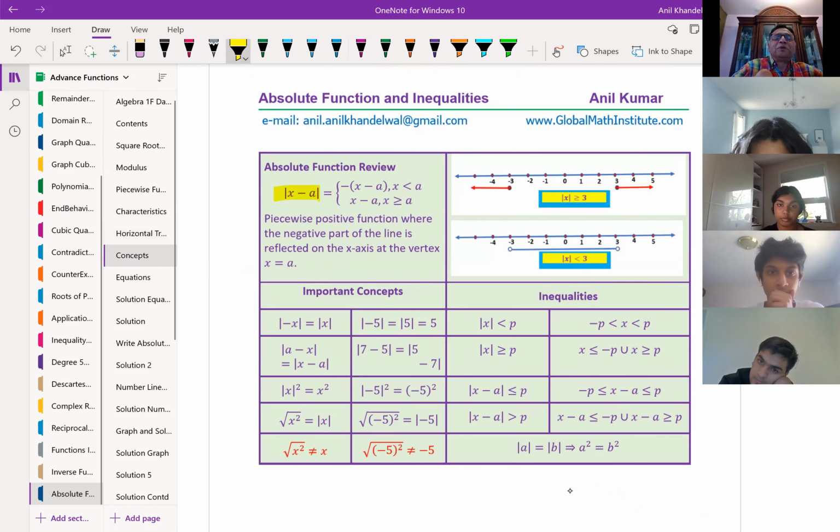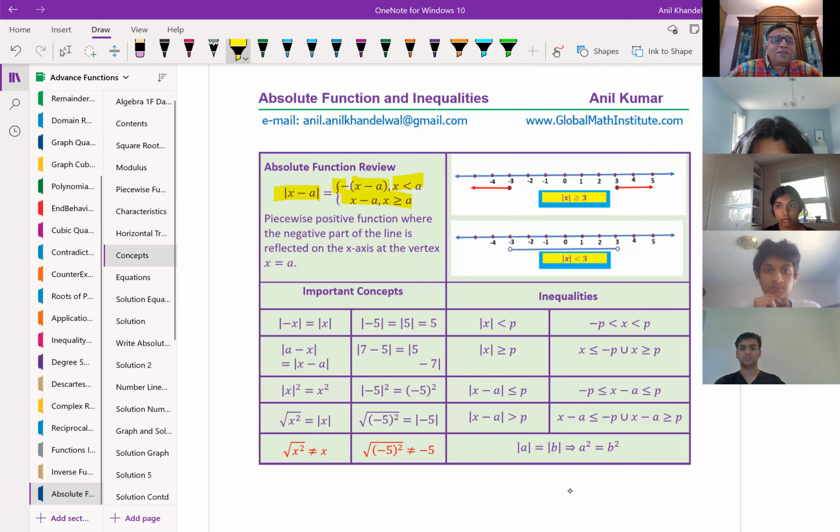Reflect means do minus of the function. That is the reflection on the x-axis. And here it happens when x is less than a. On the left side of it, it is negative. Correct? So that is one piece. The other piece is as such, x minus a, because it was earlier positive, so we don't have to reflect it. You get the idea?